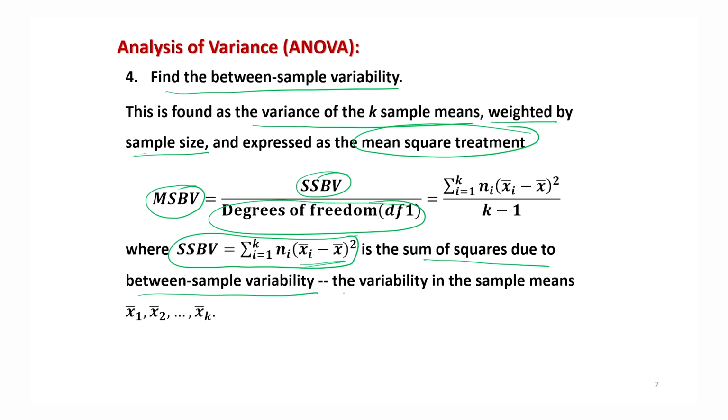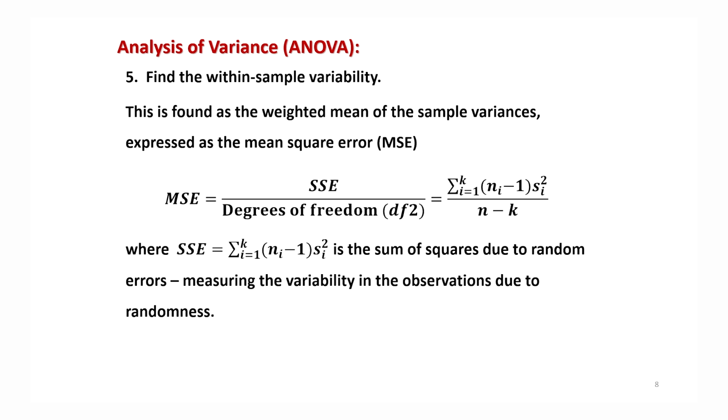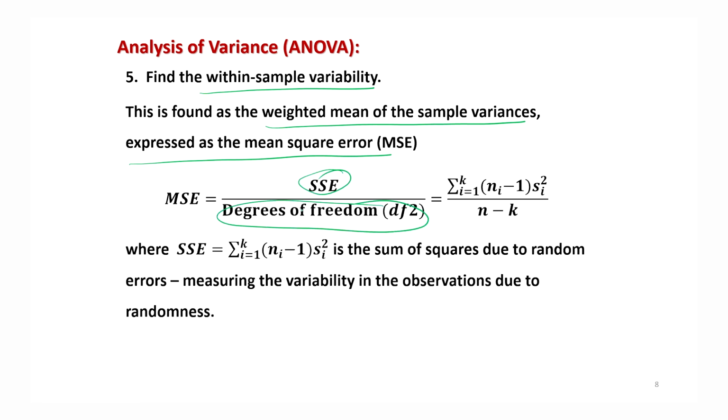So it is trying to consider the variability in the sample means x bar 1, x bar 2, up to x bar k. Next, we try to find out the within sample variability. This is found as the weighted mean of the sample variances, which is expressed as the mean square error, or shortly called MSE. So this MSE is defined as SSE divided by the degrees of freedom, right?